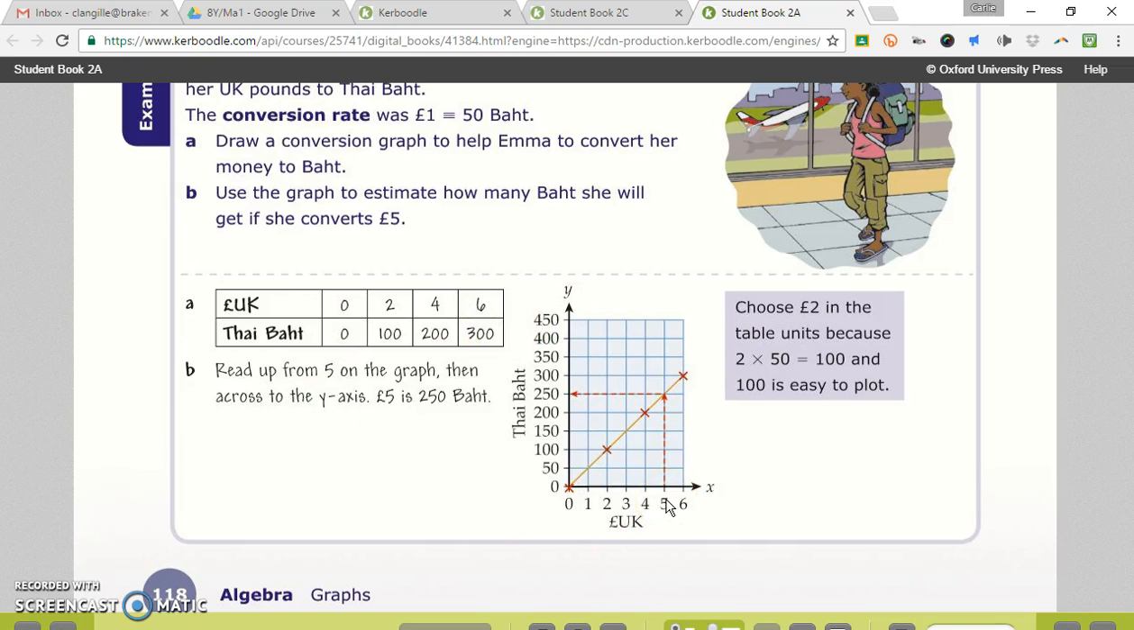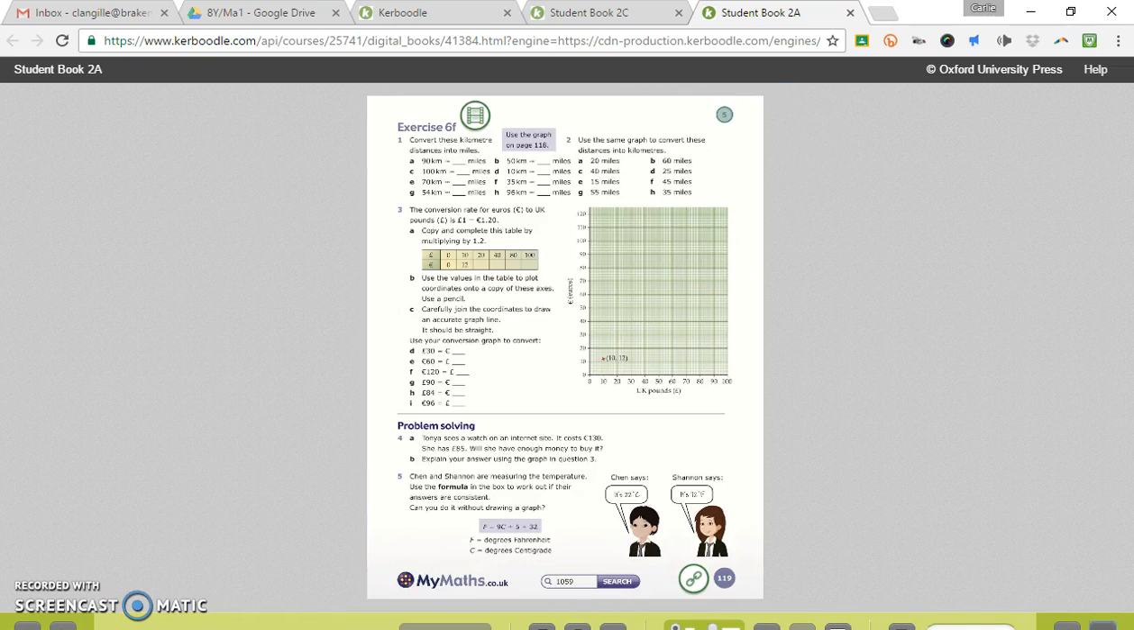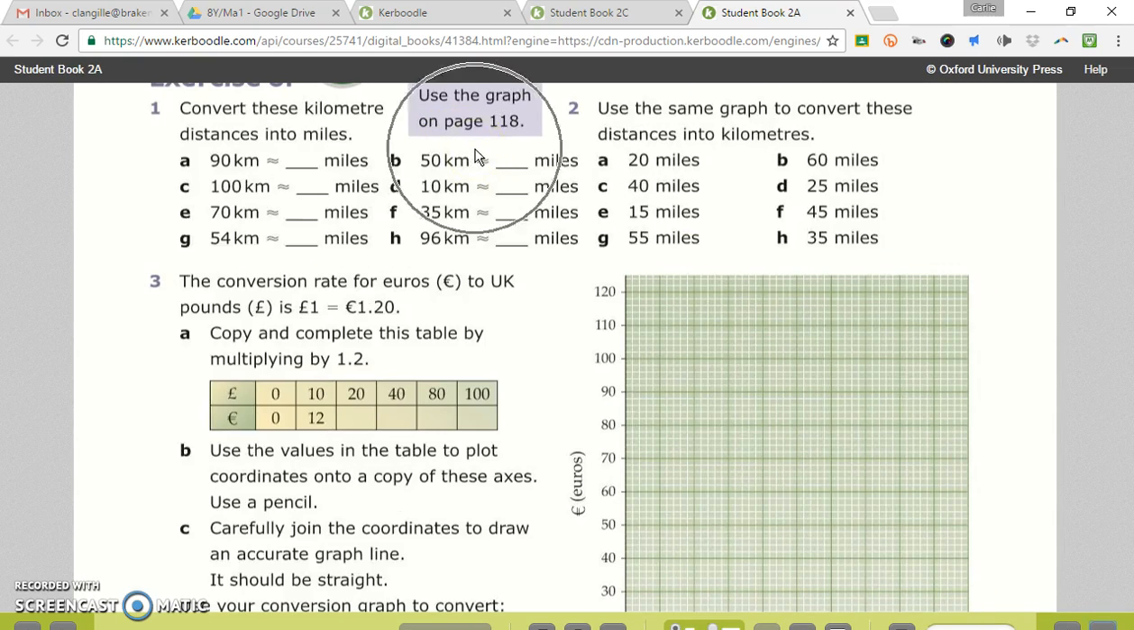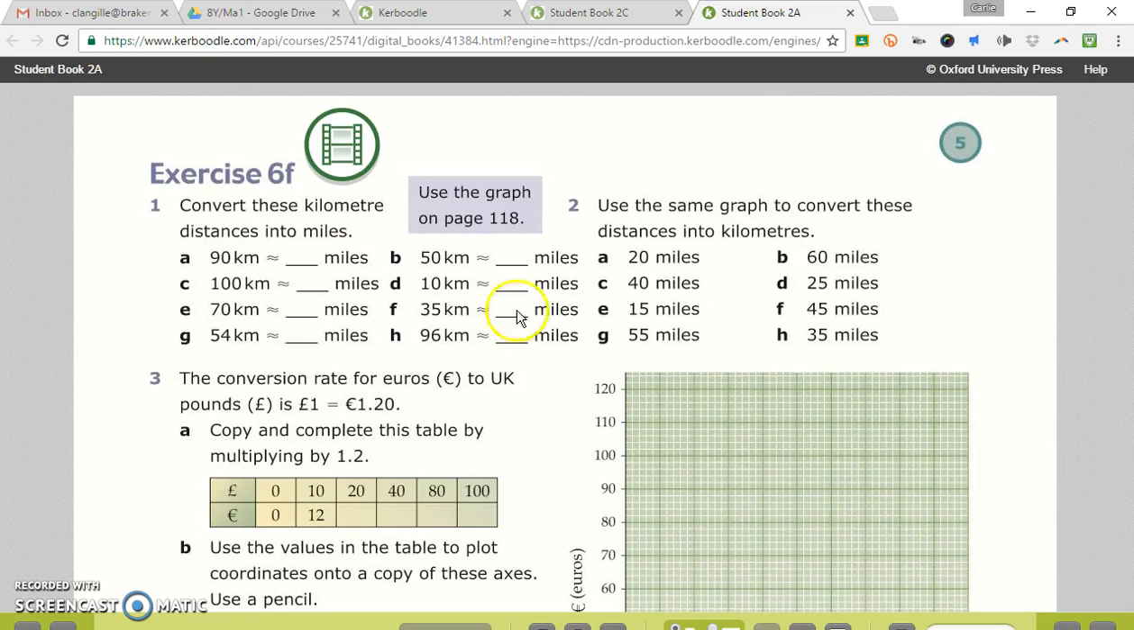So if we look at 5, it says use the graph to estimate how many baht she will get if she converts £5. So we go over to 5, we go up, and then look over, and that gives us 250 baht. So what it's going to ask you to do is just take that conversion graph and convert each one of these distances into miles.